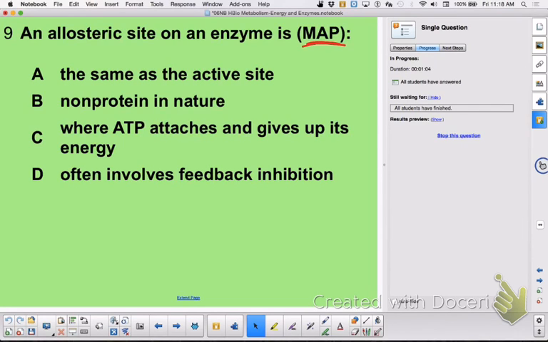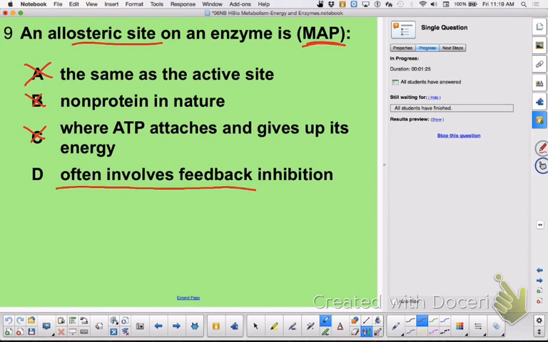All right, so before I hit stop, tell me, is the allosteric site on an enzyme the same as the active site? No, it's two different sites. Is it non-protein in nature? No, it's protein because it's part of the enzyme, right? Is it where ATP attaches? No, did I even say anything about that? No. Is it often involved in feedback? Yes.